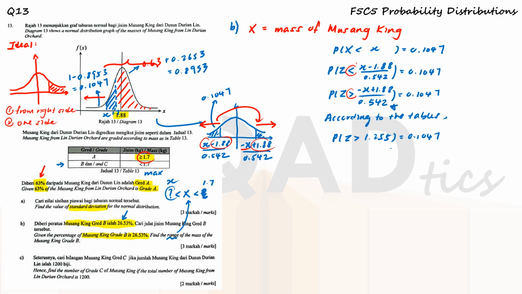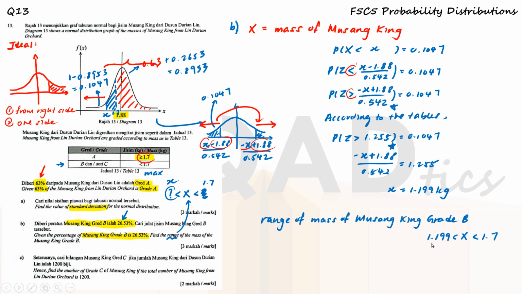Now we can compare these two values and find the value of x, which is 1.199 kg, the minimum mass to consider the durian as a grade B durian. So this is our final statement. The x is between 1.199 and 1.7.